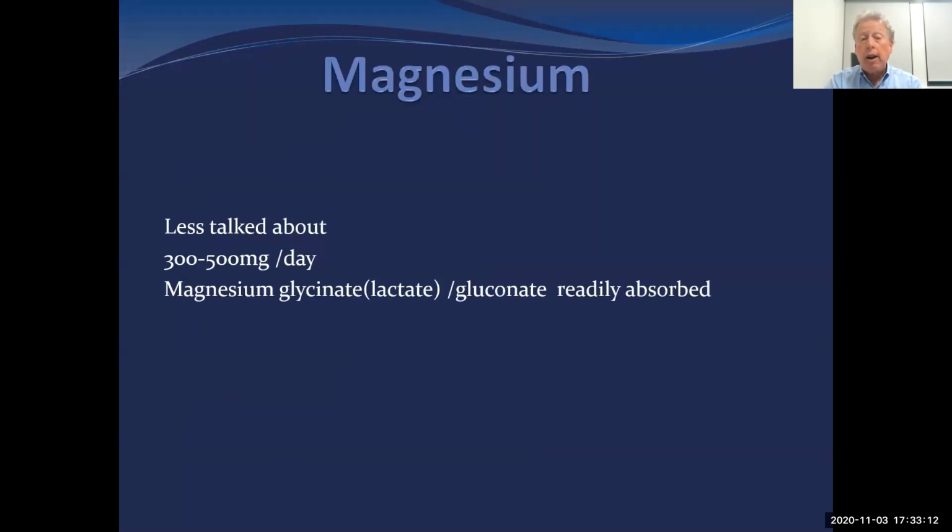Magnesium is kind of poorly talked about. There is a daily magnesium requirement, 300 to 500 milligrams. Some foods have magnesium, and you can look those up. As I say, it's not focused on very much, but supplements like magnesium glycinate or gluconate are readily absorbed, and you need a baseline level of magnesium. Magnesium is necessary in a lot of different reactions in the body, but it's also important for bone formation.